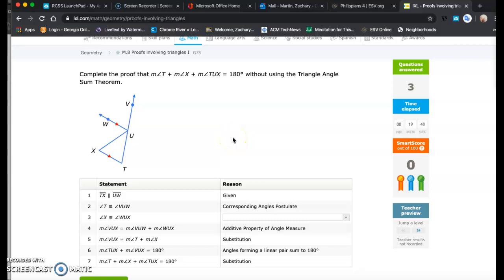Geometry students, just posting a video here to help you out with some of your IXL assignments. Right now I'm looking at Standard M.8, Proofs Involving Triangles, Part 1. So let's take a look at what we've got.